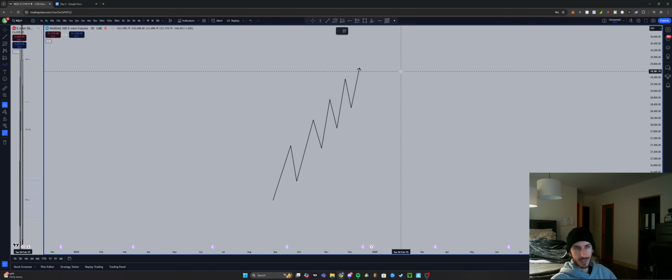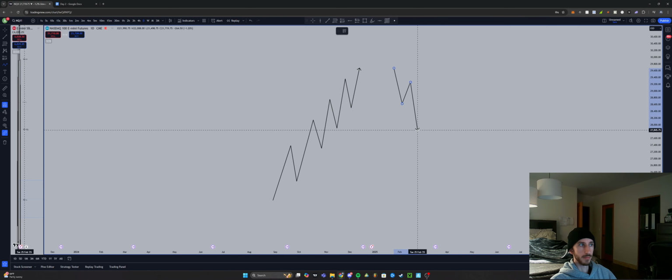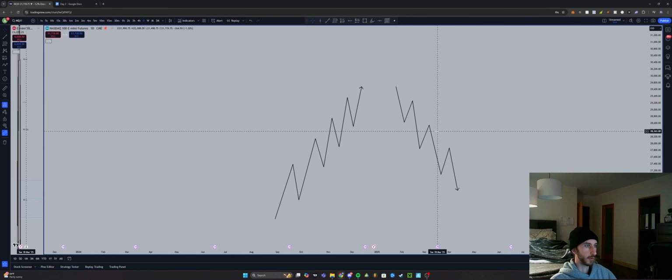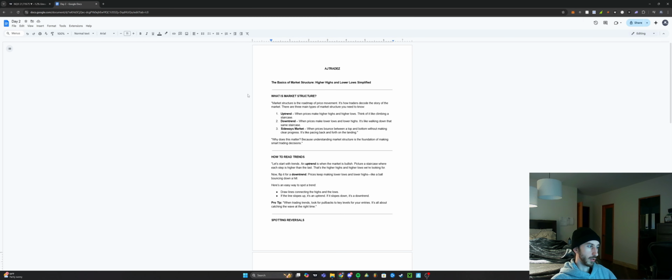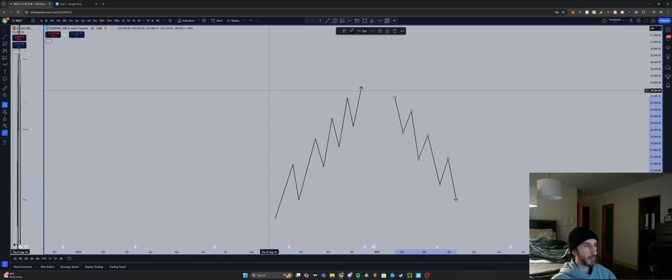Downtrend, same exact thing, but it's the complete opposite. Puts in a high, low, lower high, lower low, lower high, lower low, lower high, so on and so forth. You get the gist, okay? A little pro tip here as well that I included within here. When trading trends, look for pullbacks to key levels for your entries, right? It's all about catching the wave at the right time. What do I mean by this?